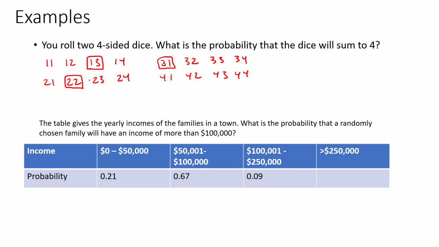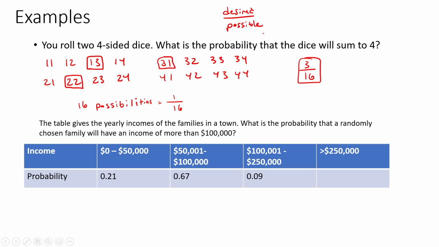And so we want to consider how many different possibilities there are. There are 16 possibilities. And as long as we assume the dice are fair, each of them is equally likely to occur. So that means each one has a 1 in 16 chance of happening. And so we simply add them up and get 3 over 16. So when you're finding probability, you want your desired outcomes over your possible outcomes. 16 possible outcomes, of those 3 are desired.